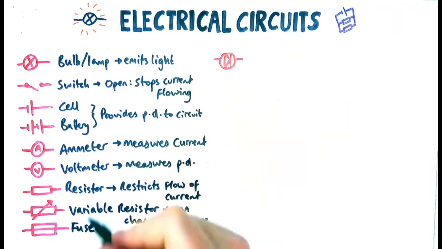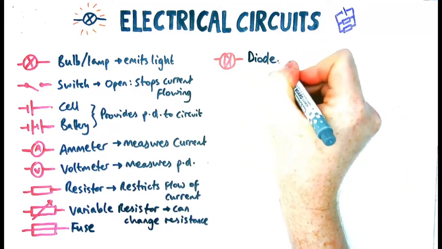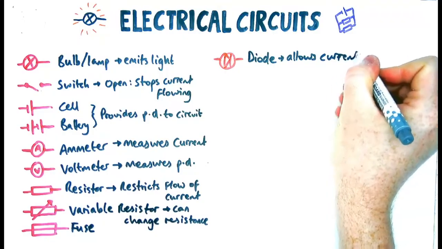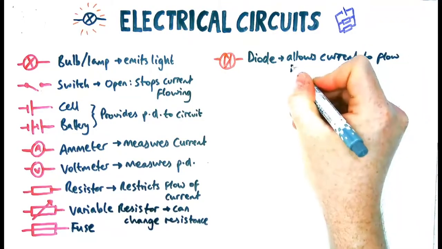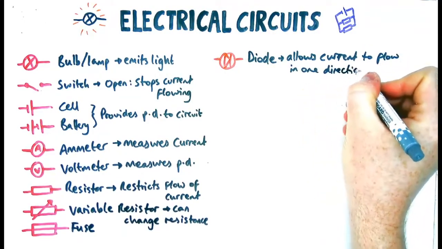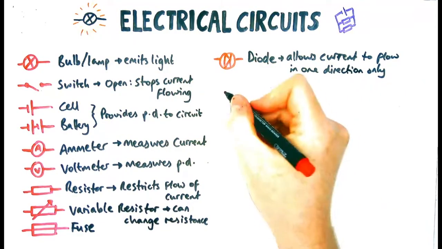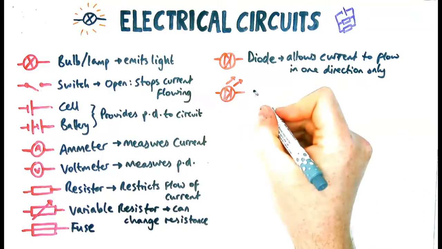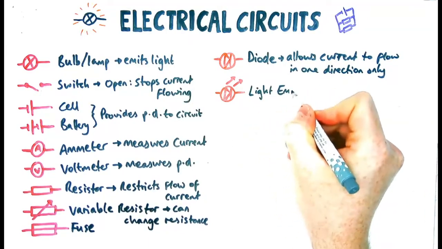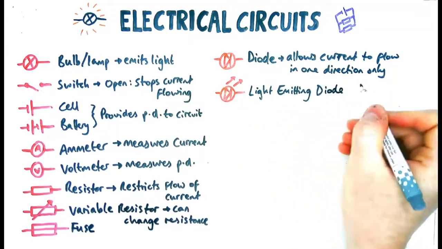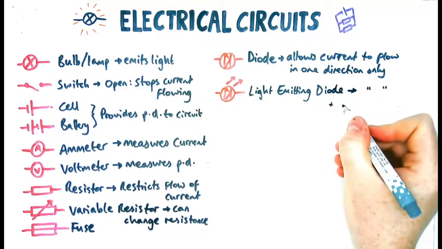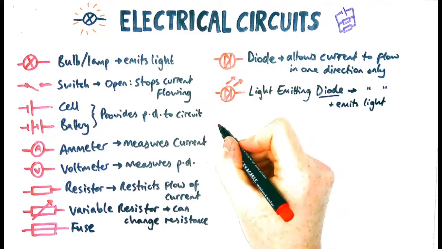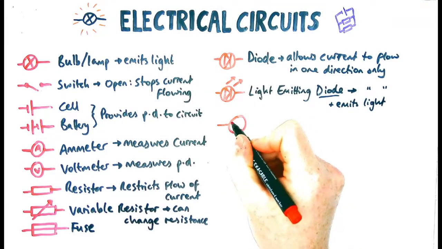Now, there are a couple of extra ones you need to know as well. A play button with a line next to it is the symbol for a diode. Now, a diode is like a heart valve from biology. It allows current to flow in one direction only. There's another version of this. It's called a light emitting diode. Now, it's the same symbol with two arrows coming off it, and it's commonly referred to as an LED. You'd find them in the little red light in front of your TVs and lots of electrical devices. They emit light and also, same as a regular diode, allow current to flow in one direction only.